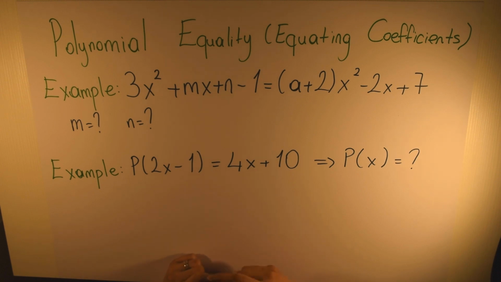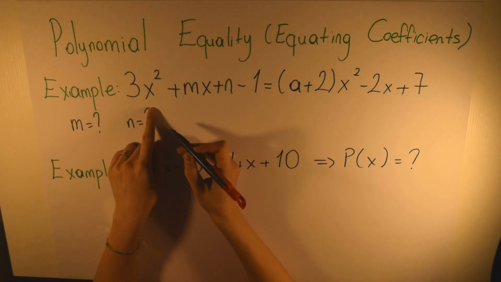Now we will continue with polynomial equality, equating coefficients. So here all you need to know is same terms and same variables have to have same coefficients. This is a very simple process. We will explain this with one example here.